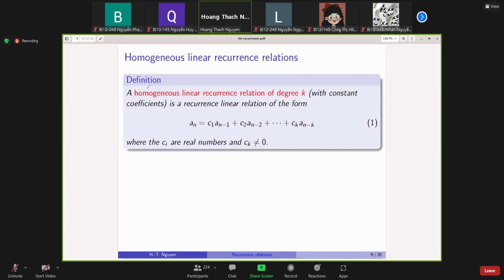Okay, so here homogeneous means that there are no other coefficients. So let's say that if you have a 1 here, then it is not homogeneous anymore, or as in the previous example, you have a term 10 to the power n minus 1. If there are such terms, then the relation is no longer homogeneous.